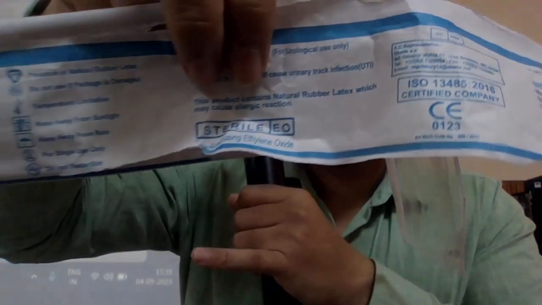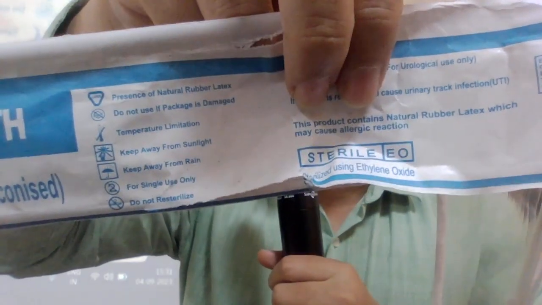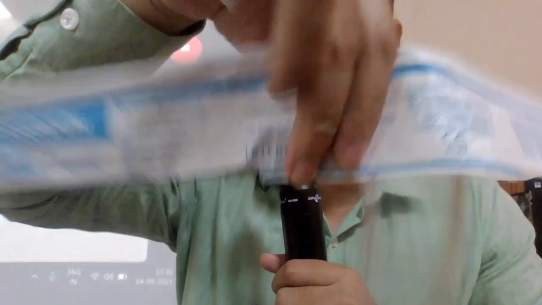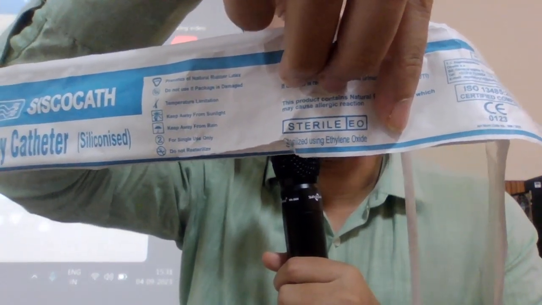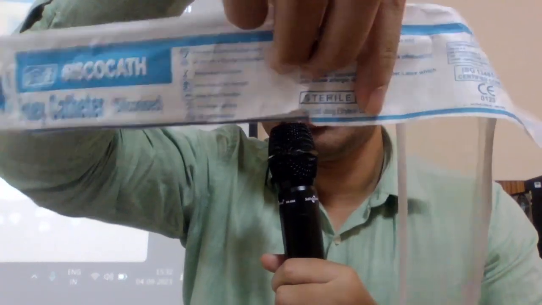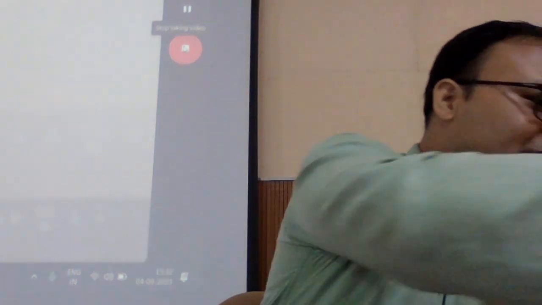I'll just show you over here. Here you can see what is written: sterilized using ethylene oxide. In Ryle's tube it has not been mentioned, but it can also be sterilized using ethylene oxide or gamma irradiation. Okay, we'll move on to the next tube.